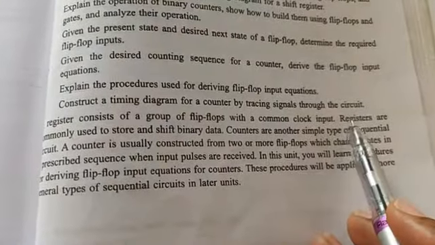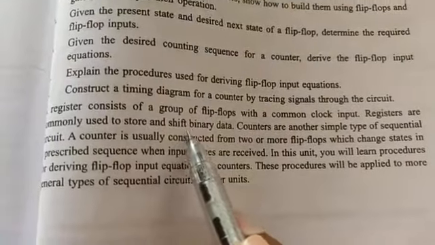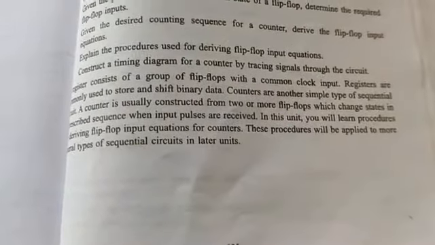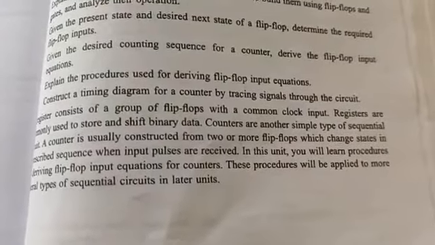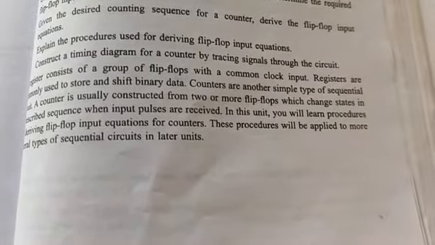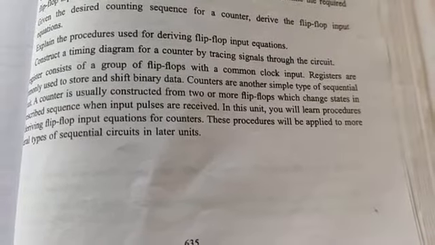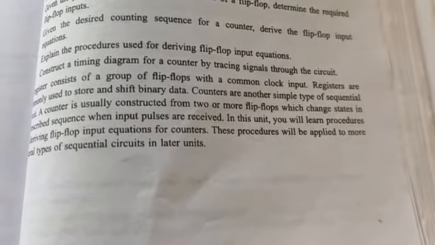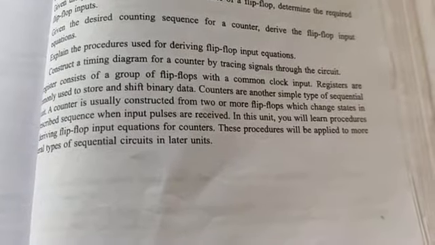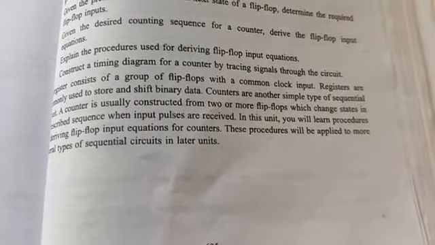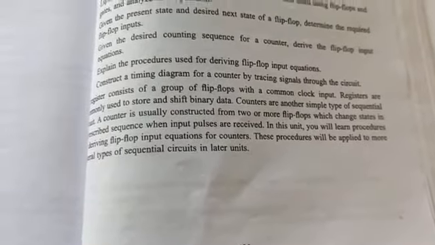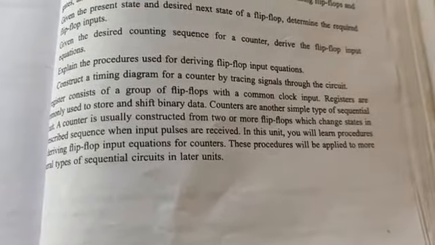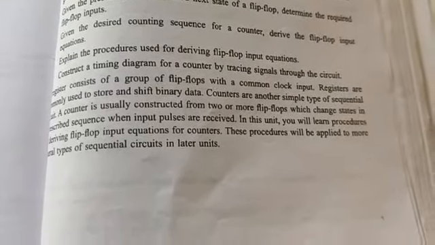And registers are commonly used to store and shift binary data. Obviously you know that a flip-flop can store 1 bit of binary data. An 8-bit register will be made up of 8 flip-flops, so you can store up to 8 bits of binary data. So registers are used to store and shift data. If you want to keep shifting towards the right or towards the left, that is possible with registers.